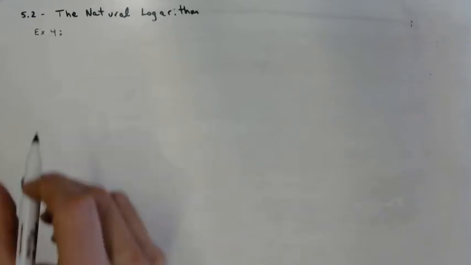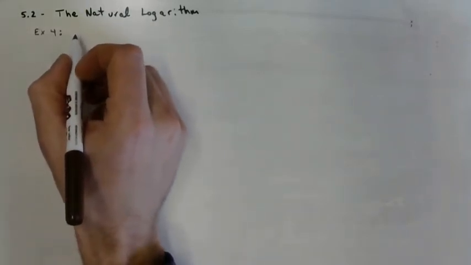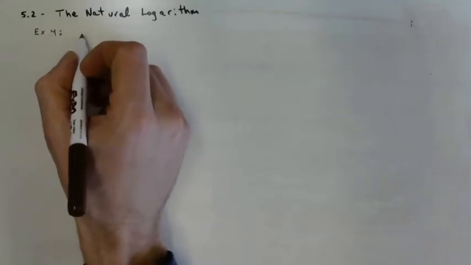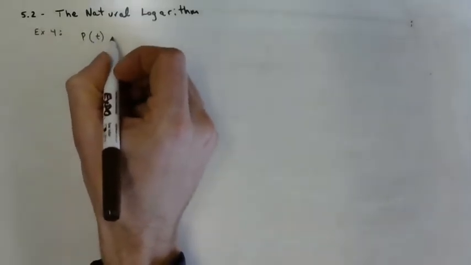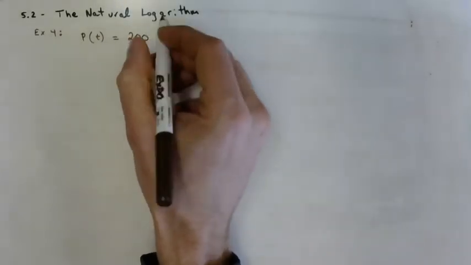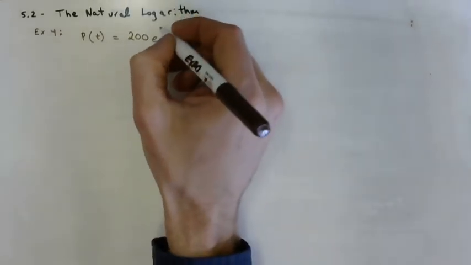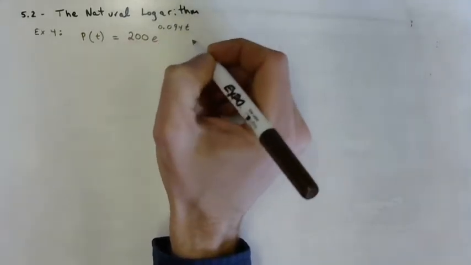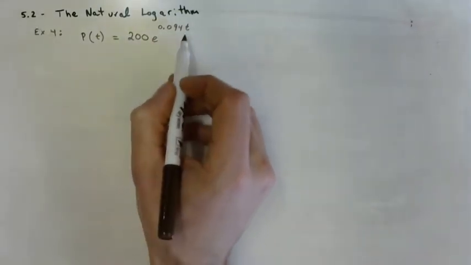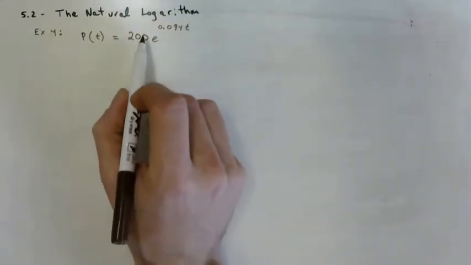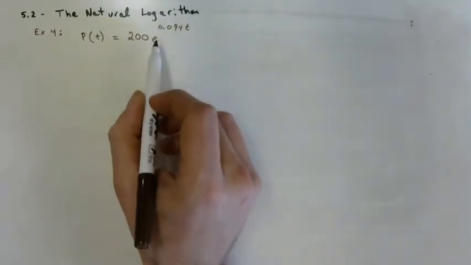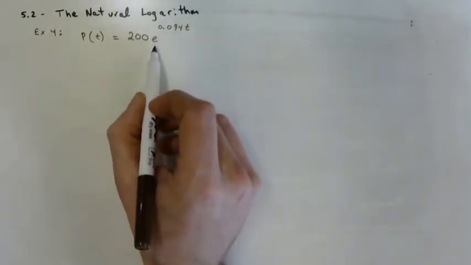In example 4, we have bacterial growth. We have a population of bacterial culture as a function of time given by the equation p with respect to t is 200 times e to the power of 0.94 t, where p is the population after t days. So we're given an initial population of 200, if we're familiar with our exponential equations. We're given a growth factor of e, which is approximately 2.72.